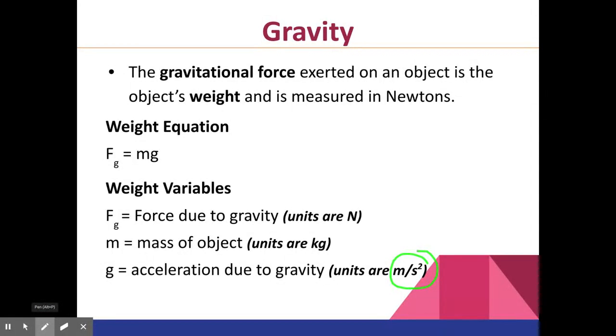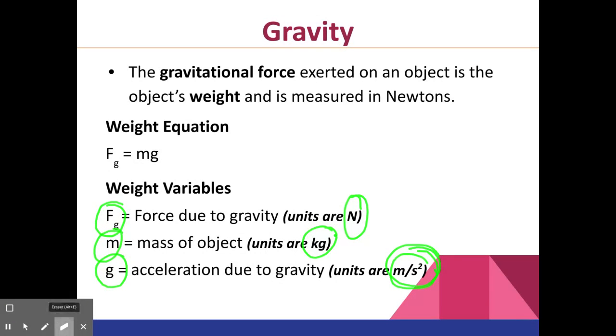Now, just keep this in mind. This is a resource for you to use when you're answering questions. If you're asked to find the force due to gravity or weight, your units are newtons. If you're asked to find the mass of an object, your units are kilograms. If you're asked to find the acceleration due to gravity, or g, your units are meters per second squared. Okay.